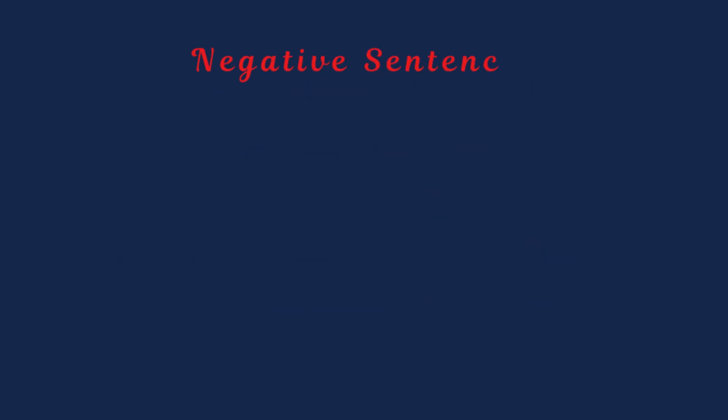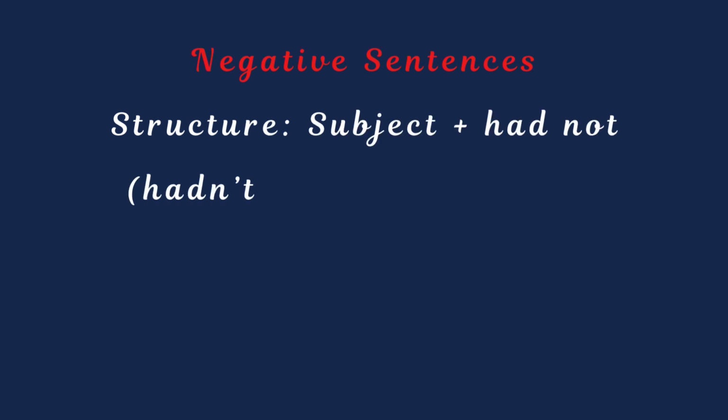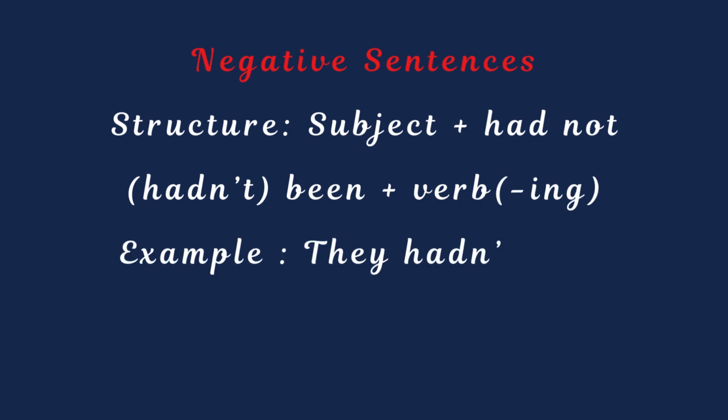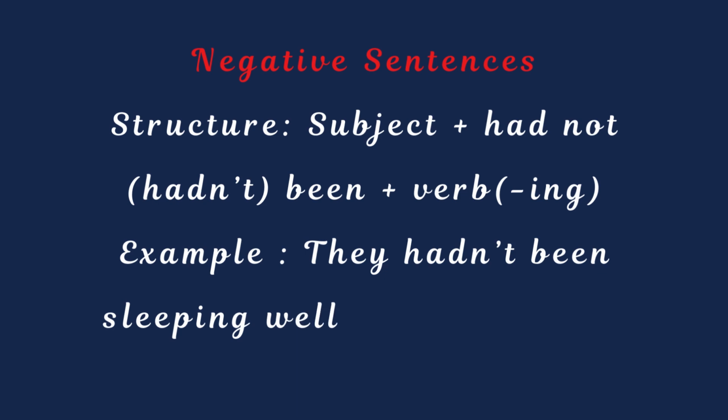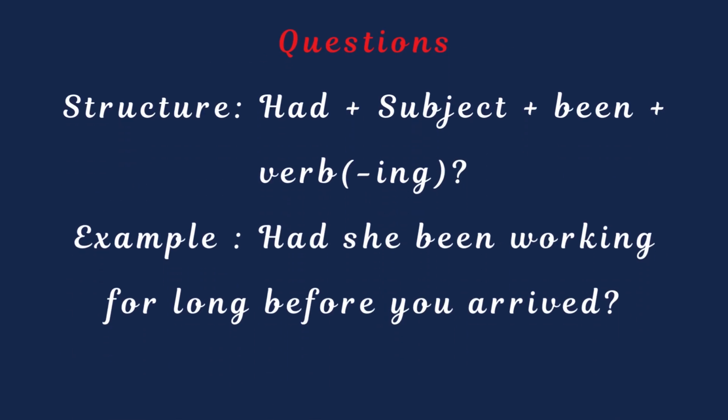To form negative sentences, we simply add not after had. The formula is subject plus hadn't been plus verb ing. For instance, they hadn't been sleeping well before the trip. This shows the action wasn't happening continuously. To form questions, we start with had, followed by the subject, then been, and the verb in its ing form. For example, had she been working for long before you arrived? This structure lets us ask about the duration of an action in the past.